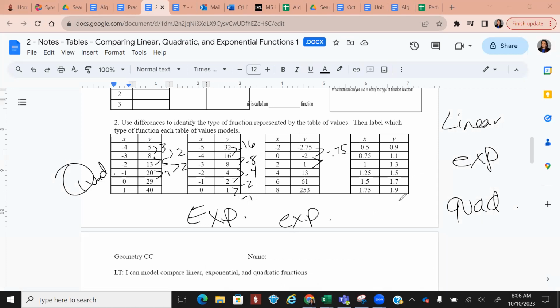Okay, what about the next one? Are we going up by something consistent each time? Yes, we're going up by 0.2 each time, right? So that's going to be linear.